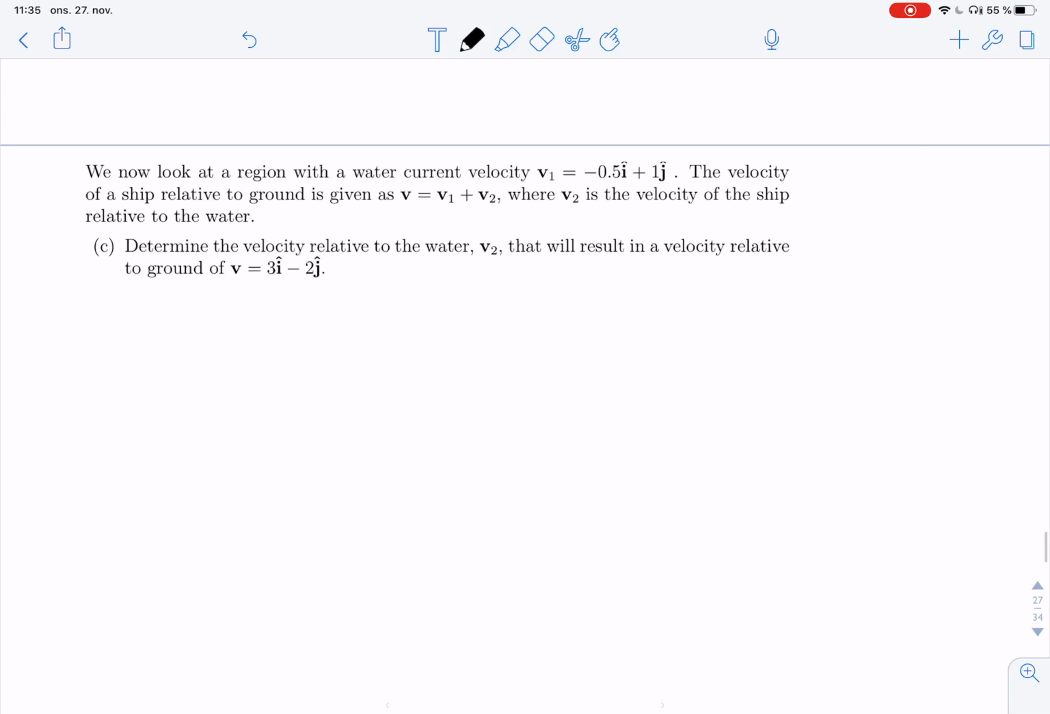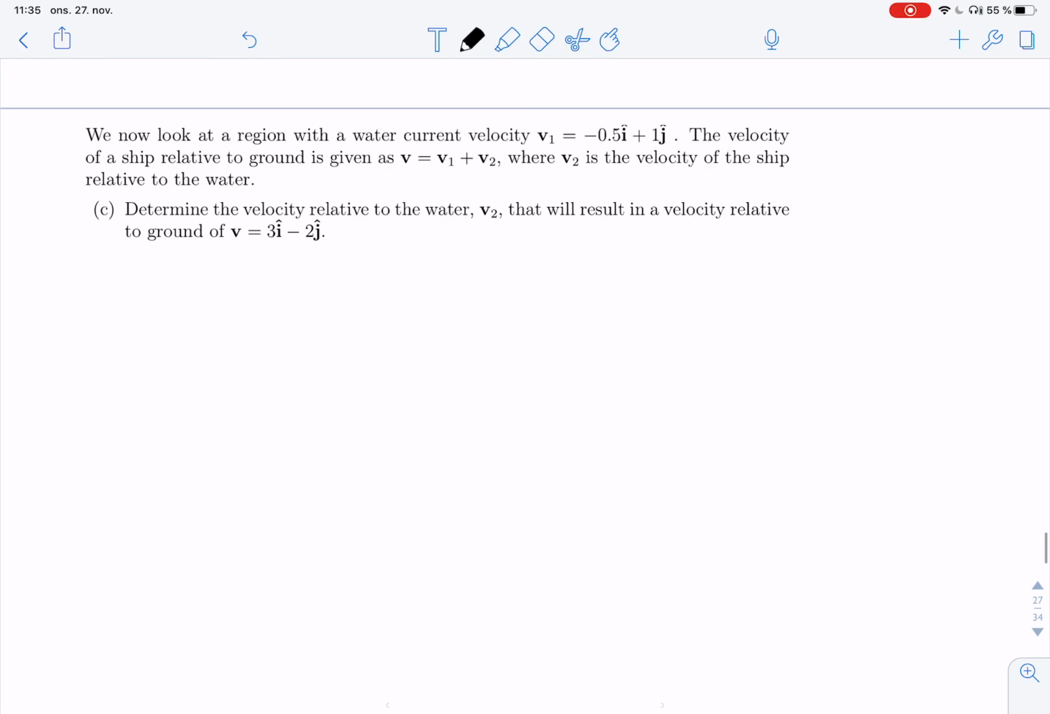Okay, we now look at a region with a water current velocity. So we have a water current here. The velocity of a ship relative to ground is given as v1 plus v2, where v2 is the velocity of the ship. So we have the ship, and we have the water, and then we get the velocity of the ship relative to ground. So determine the velocity relative to the water. So we know we want v2. That will result in a velocity relative to ground of v.